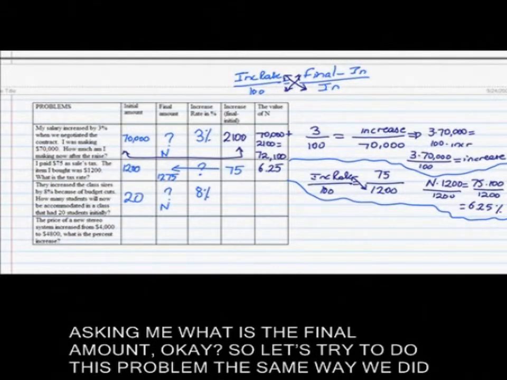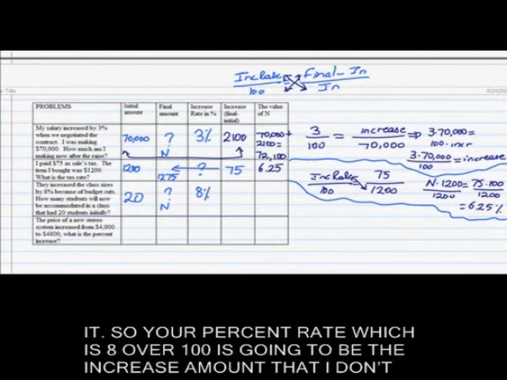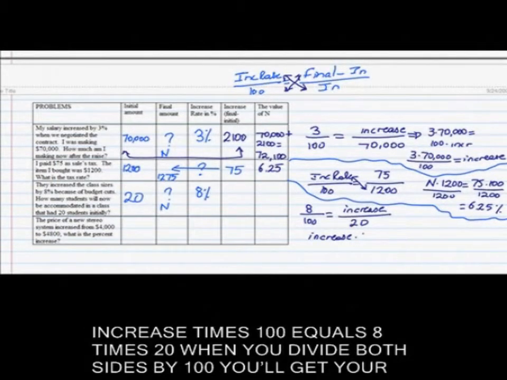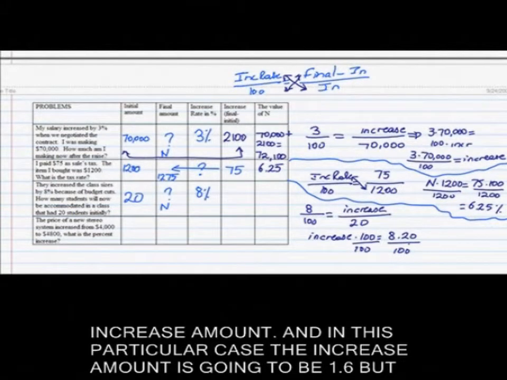Okay, so let's try to do this problem the same way we did it. So your percent rate, which is 8 over 100, is going to be the increase amount that I don't know, divided by the initial amount, which is 20. So the increase times 100 equals 8 times 20. When you divide both sides by 100, you'll get your increase amount.